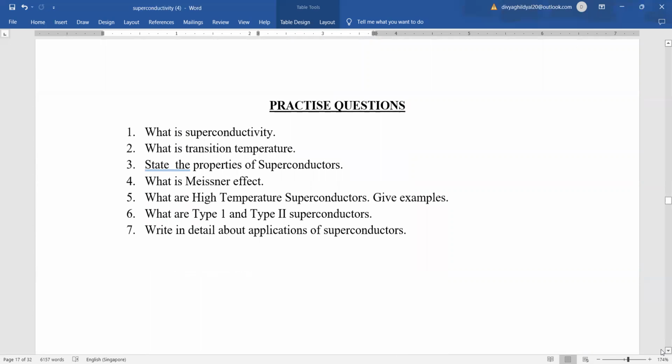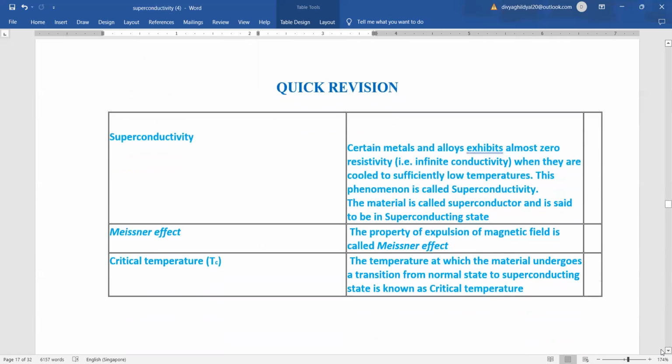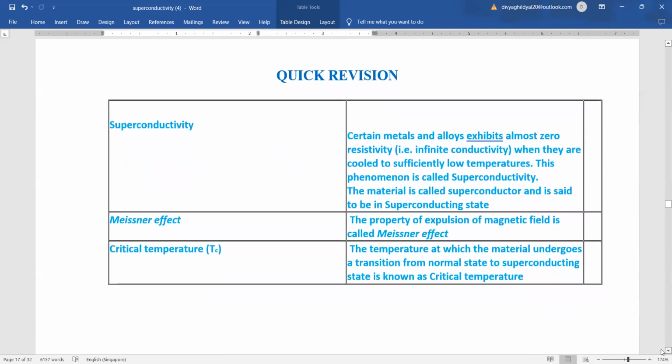A few practice and common questions can be: What is superconductivity? What is transition temperature? What do you mean by the Meissner effect? Write a short note on high temperature superconductivity. Define type 1 and type 2 superconductors. Discuss in detail the applications of superconductivity.